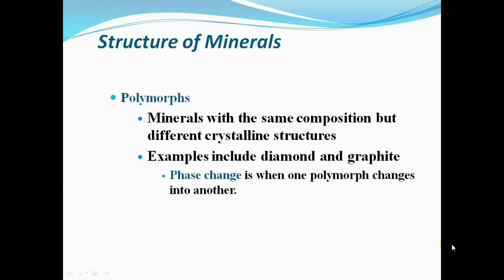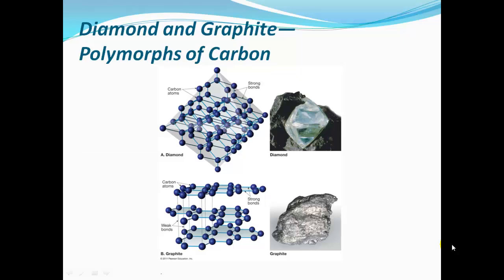So, in some cases we have polymorphs. These are minerals with the same composition but different crystalline structures. For example, diamond and graphite. They're both just made out of carbon. Okay? Now, phase changes occur when one polymorph changes into another. In the case of diamond and graphite, here you see in the graphite, the carbon ions are forming these sheet structures with covalent bonds that are loosely bonded to each other with ionic bonds.